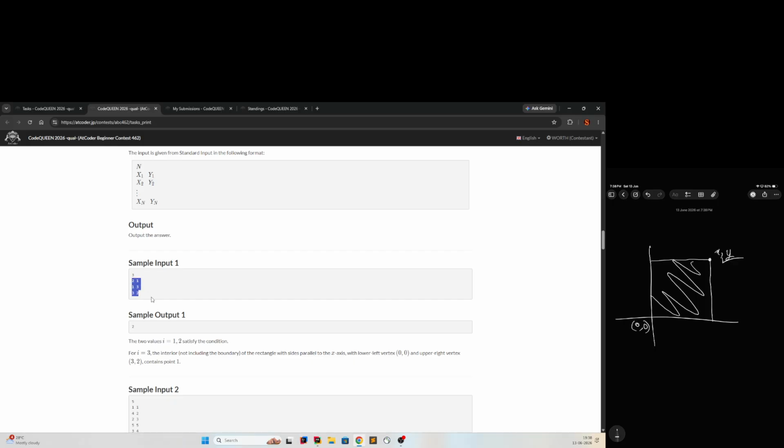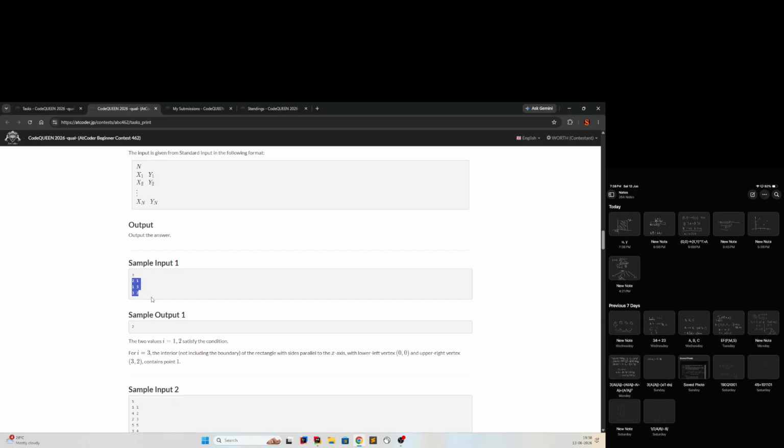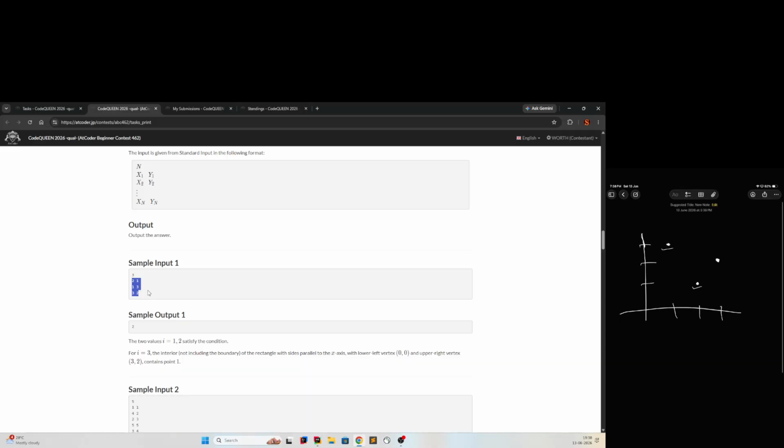So if we see this example, I must have drawn it here. It is 2, 1, 1, 3, and 3, 2. So these two are good points, but this one contains this point, so it is not a good point. So these two will contribute to our answer.